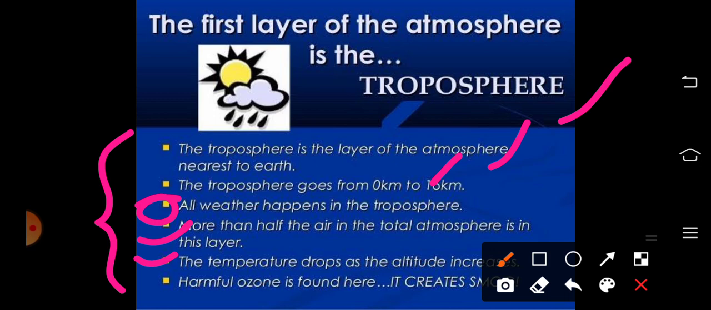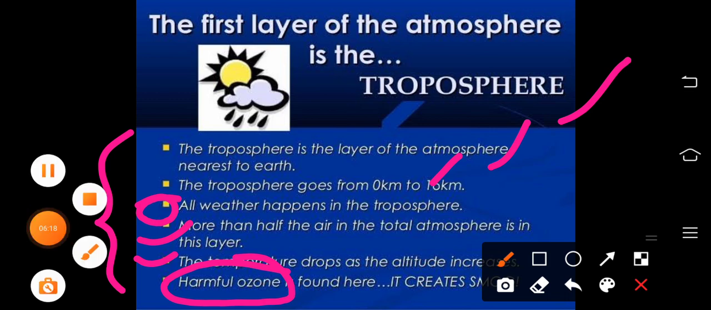Clouds, yes. Then next one, more than half of the total air present in the atmosphere is seen in this layer. Then another important thing is about temperature. In this layer, when we go upwards from the Earth's surface, temperature decreases. And one more important thing, harmful ozone which causes smog is seen in this particular layer. Okay, is it clear? Shall we move on to the second layer?